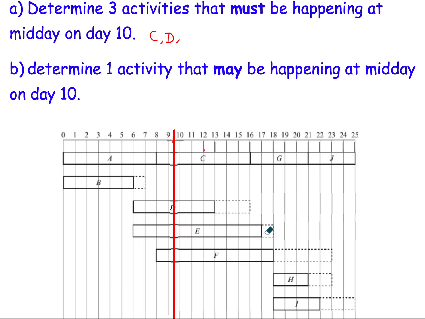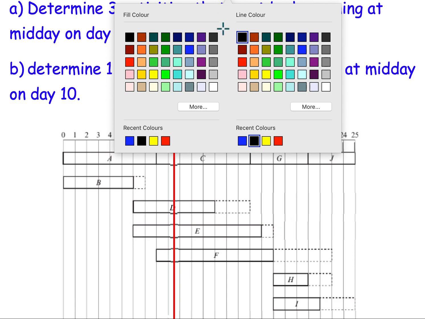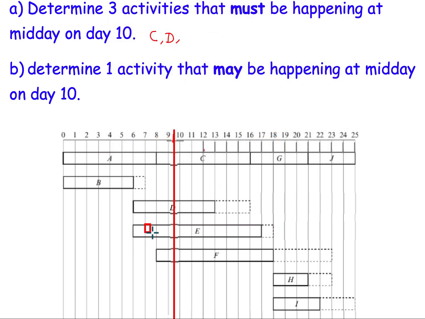So must E, because E only has 1 hour of slack. So E could be slid up 1 hour. But if I slid E up 1 hour, that would still be covering my red line that I've got going down the page. So E must also be happening. So C, D and E are the 3 activities that must be happening at midday on day 10.